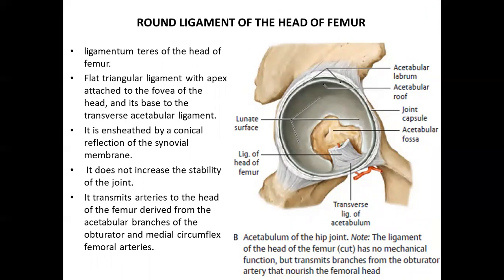Now, then we have the round ligament of head of femur. This is the hip bone. This is the lunate surface. This is the ligamentum teres femoris. It is a flat triangular ligament with its apex attached to the head of femur, whereas its base is attached to the transverse acetabular ligament. It is ensheathed by the synovial reflection, the conical reflection of the synovial membrane. It does not increase the stability of the joint, but it only transmits vessels to the head of femur, which are the acetabular branches of the obturator and the medial circumflex femoral vessels.